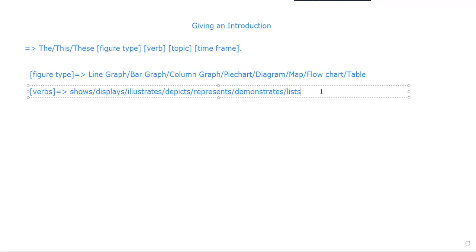Okay, lists. Take a look here. Lists. This verb is only limited for the tables. Only for tables, not for anything else. Is that clear to everyone? You cannot say the map lists, or you cannot say the pie chart lists. Only for tables. Exactly. But all of the other verbs you can use for all of the figure types. Is that clear to everyone?